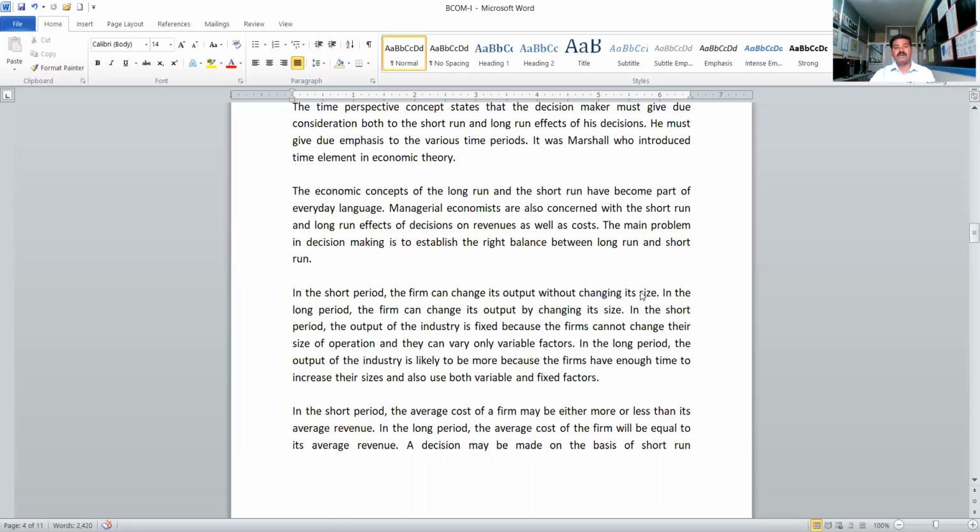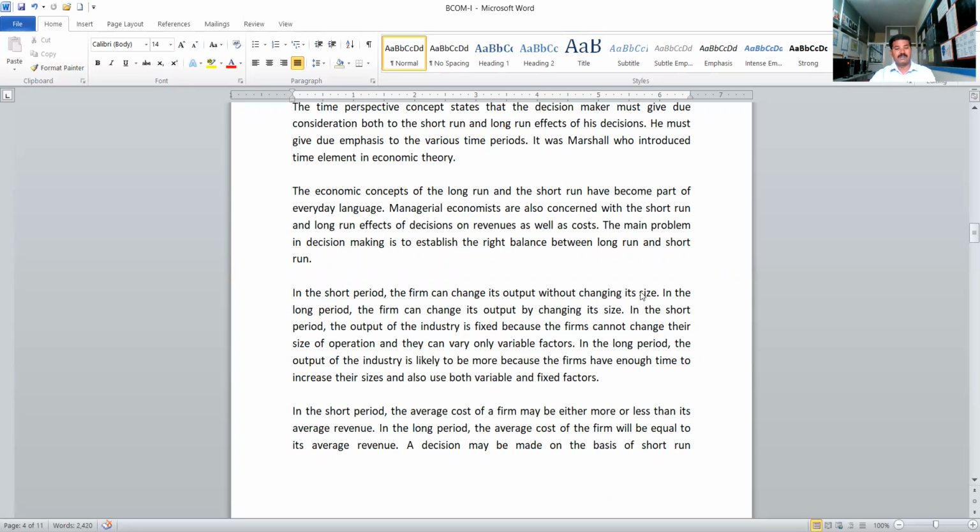In the short period, the firm can change its output without changing its size. In the long period, the firm can change its output by changing its size. In the short period, the output of the industry is fixed because the firms cannot change their size of operation and they can vary only variable factors.